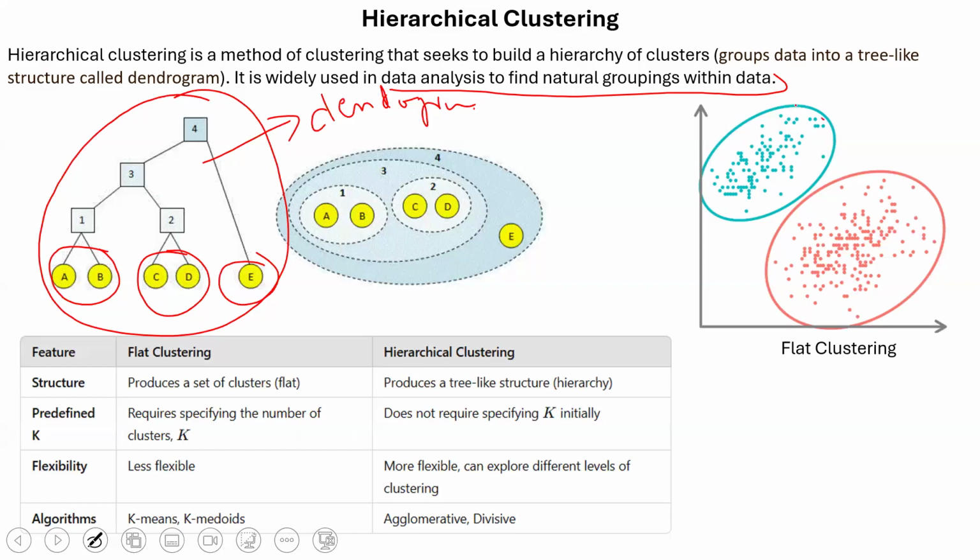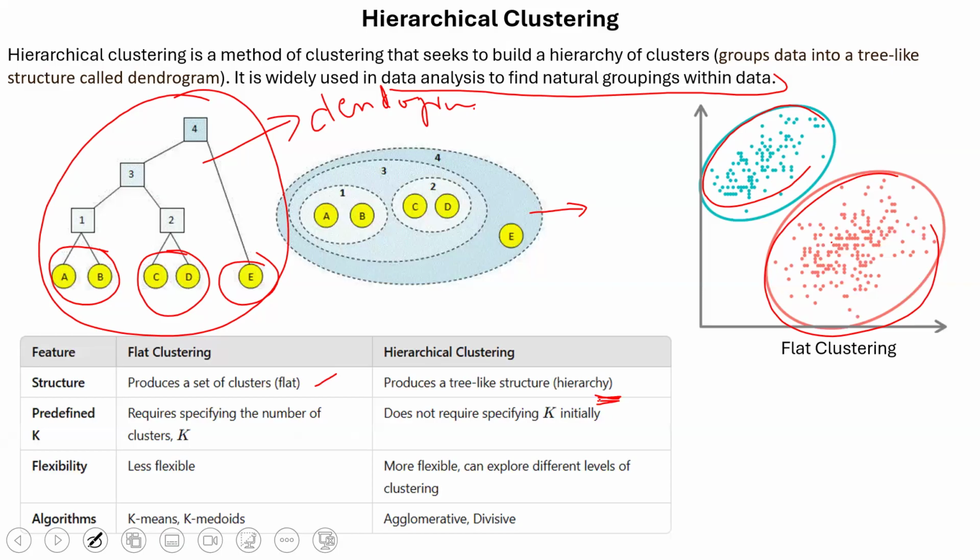It actually groups the data into two clusters, whereas in hierarchical clustering, we come up with multiple clusters. It produces a tree-like structural hierarchy. Flat clustering produces a set of flat clusters. Hierarchical clustering combines both of them and produces a tree-like structure. It creates a tree-like hierarchical structure.